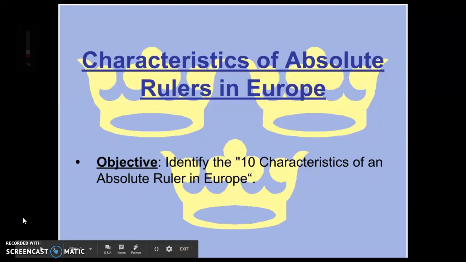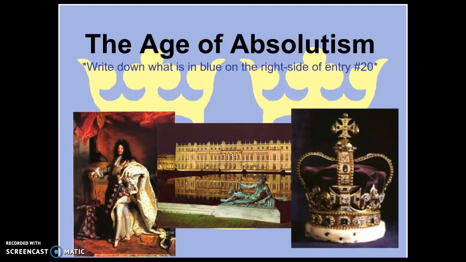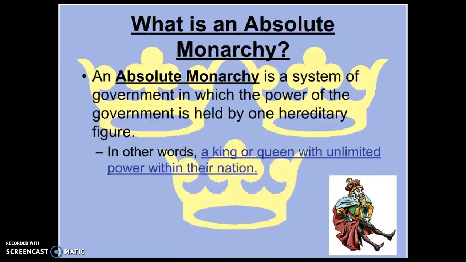Hey everyone, today we are going to go over the characteristics of absolute rulers in Europe. What's an absolute ruler? Well, let's think about that, okay? That's going to be someone who's like a king or a queen. So the age of absolutism, you're going to need to write down what is in blue on your notes today.